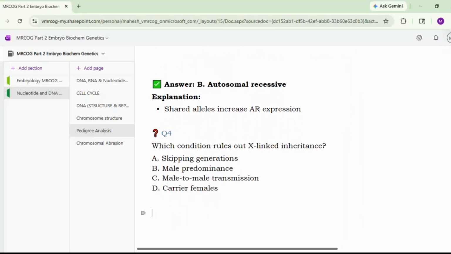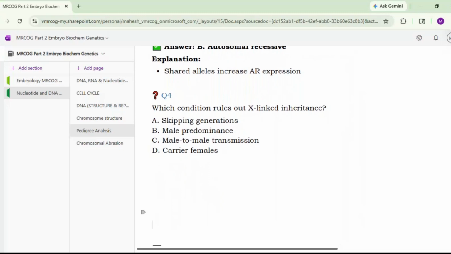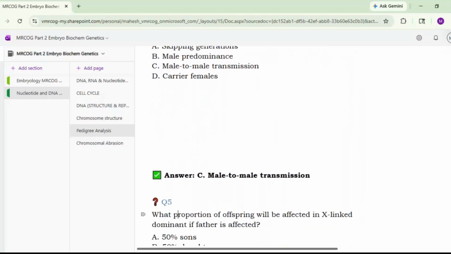Which condition rules out X-linked inheritance? Skipped generation, male predominance, male to male transmission, carrier females. Skipping generation can happen, male predominance can happen, carriers can happen. The condition that rules it out is male to male transmission. Okay. So that will rule out.